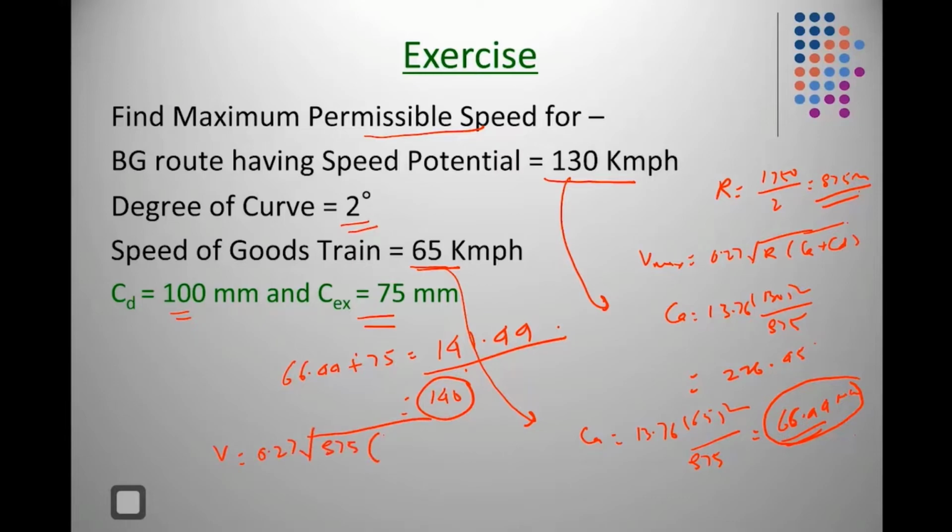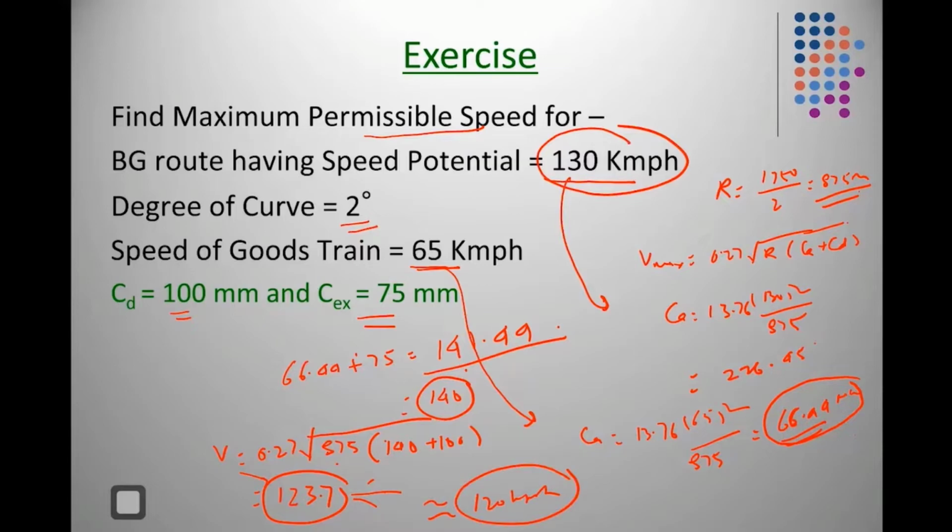CA plus CD, cant is 140. CD I have taken as 100. So if I take this value comes as 240 into 875 square root of this into 0.27. So this value comes as 123.7. So what I find, because of goods, my speed maximum that we can go is only up to 123, whereas my speed potential of section is 130 kmph. So I have to apply a permanent speed restriction of 123.7. That means equal to 120 kmph के आसपास का मुझे एक permanent speed restriction पे डालना पड़ेगा.